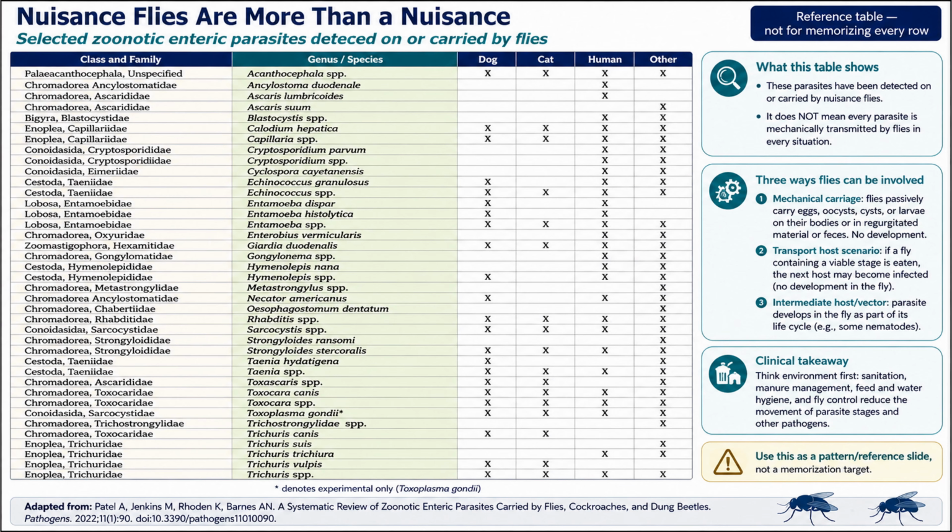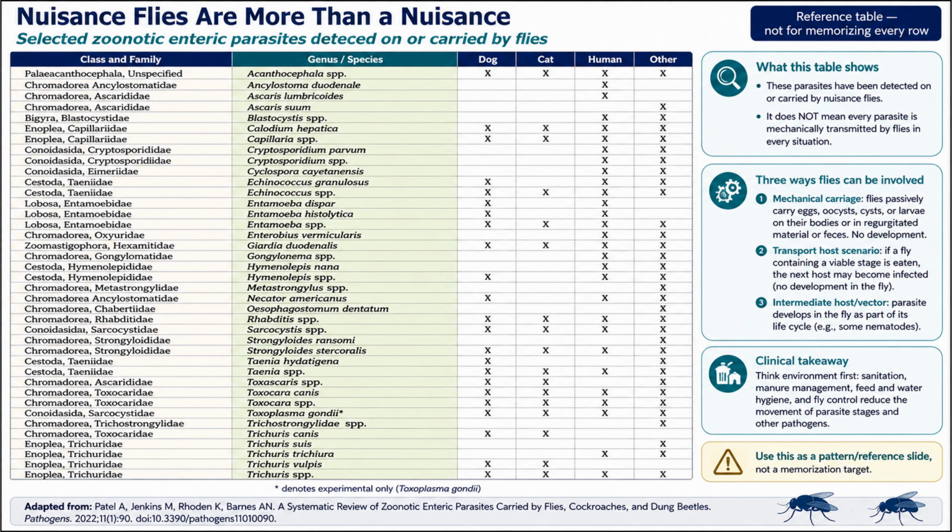But here's the nuance: being carried by flies does not always prove the same transmission route. Some parasites can be transferred by eating the fly itself, which starts the overlap with transport host or paratenic host thinking. Other parasites require true intermediate hosts, where development occurs within the arthropod. So use this table as a risk pattern table, not a life cycle table. The clinical message is environmental. Fly control is not just about annoyance. It is also about sanitation, manure management, feed hygiene, and reducing opportunities for parasite stages and other pathogens to move through the environment.